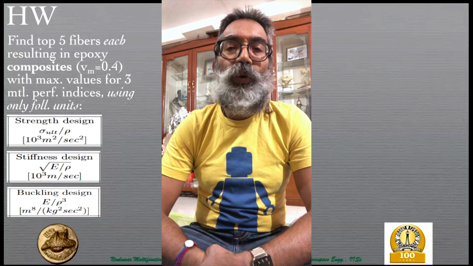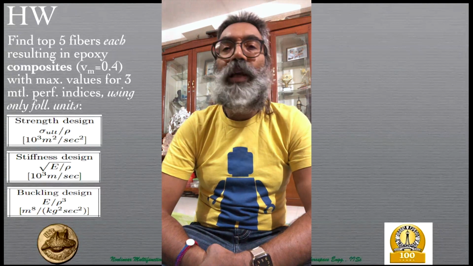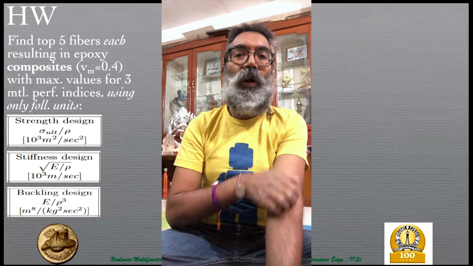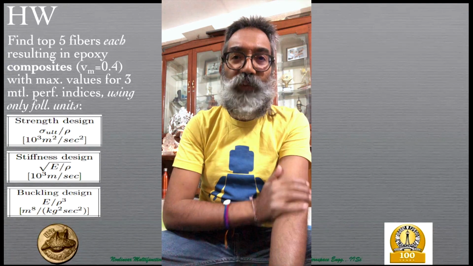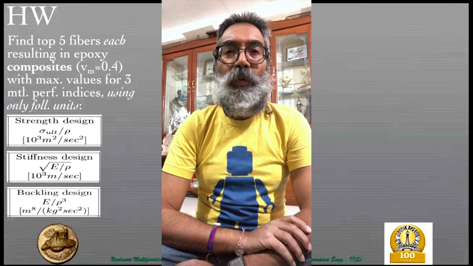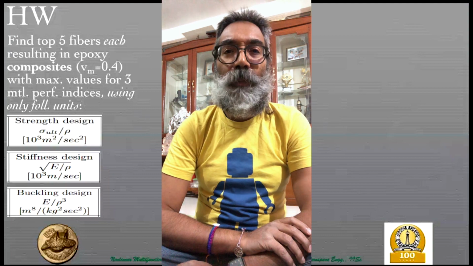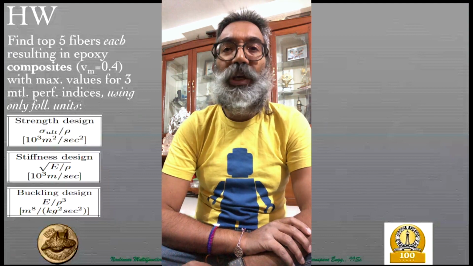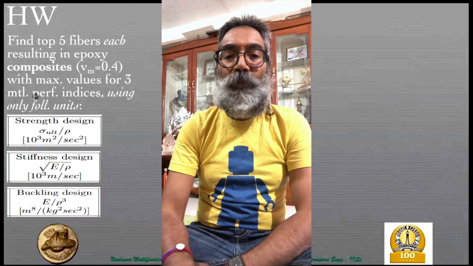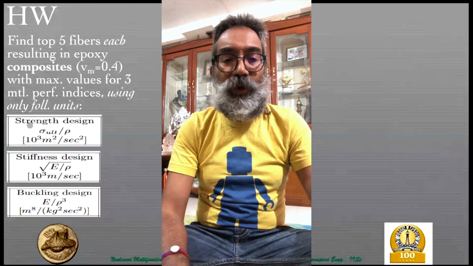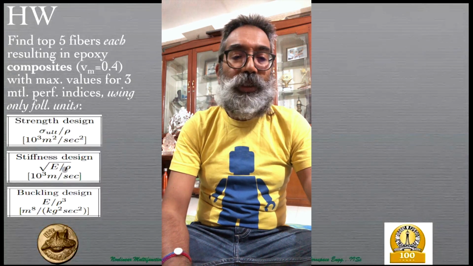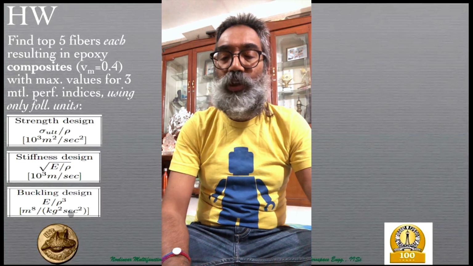So if you do include whiskers, let that be beyond these 5. We are only talking about those which are not viscous, which can be drawn out into long fibers, because that is what is more critical in making prepregs and fabrics for composite structures typically used in flight vehicle structures. So find top 5 fibers each. When I say top, based on each one of these criteria. So 5 for the strength design, 5 for the stiffness design, 5 for the buckling design.